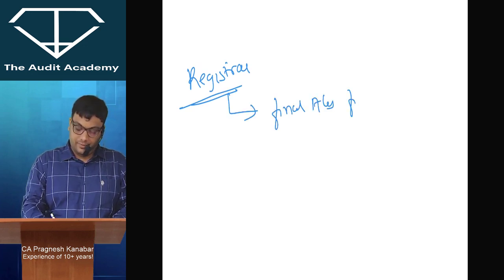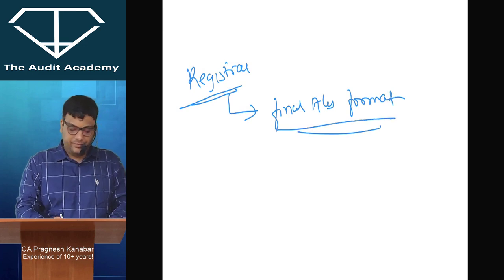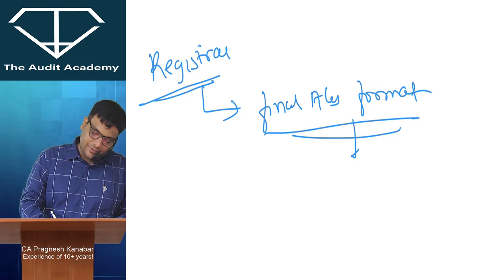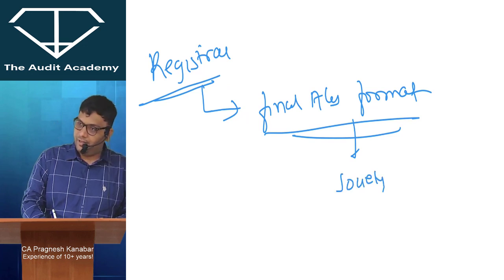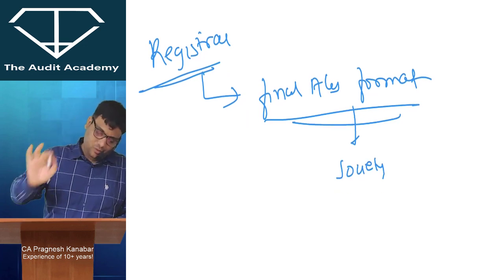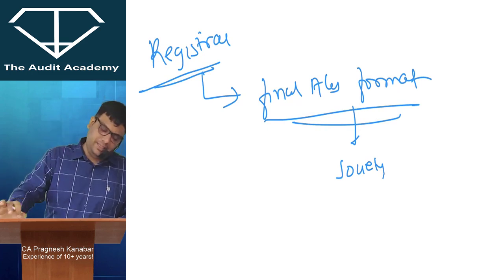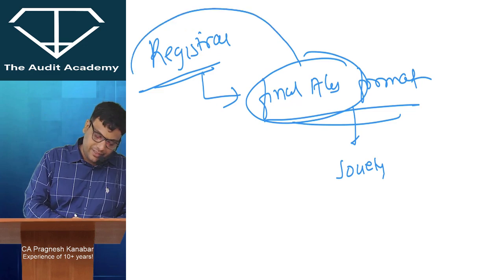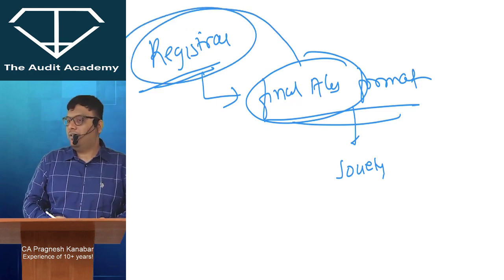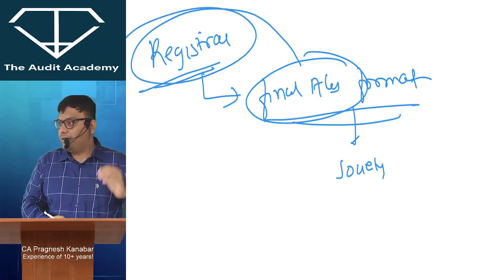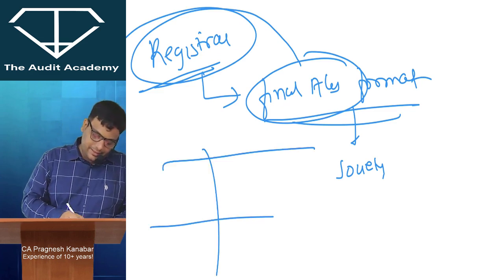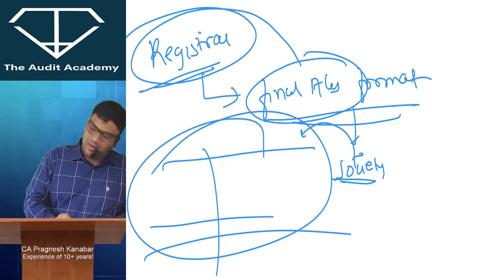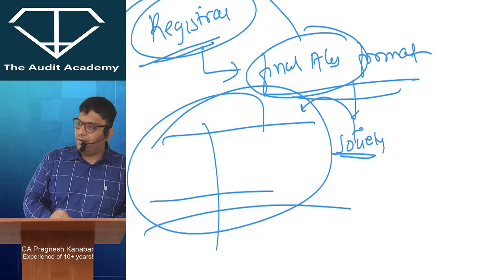Okay. Now listen to me. This is a very important concept. That registrar gives the final accounts format. That final accounts format, our society will use. Cooperative housing societies are compulsorily supposed to use the final accounts format which is given by the registrar. They cannot develop their own format or own disclosures. So let us say there is this format, and the society will fill up the accounts in the format. They will get it audited.